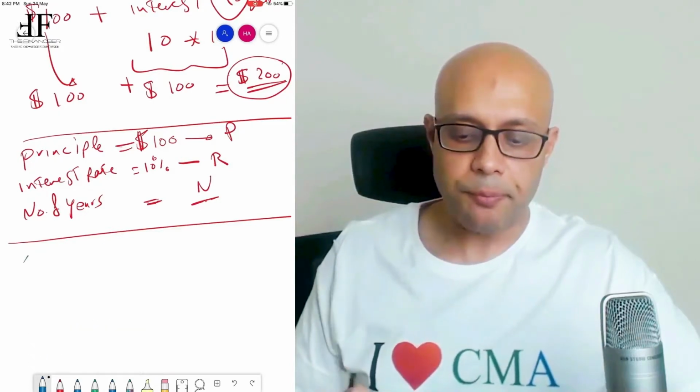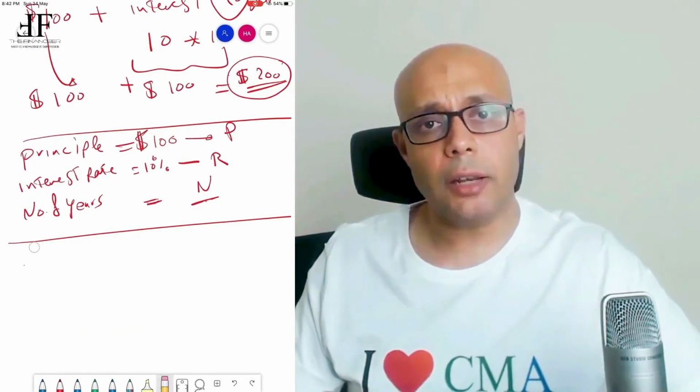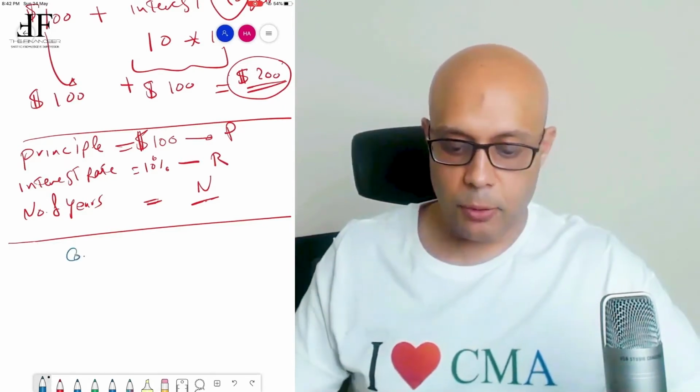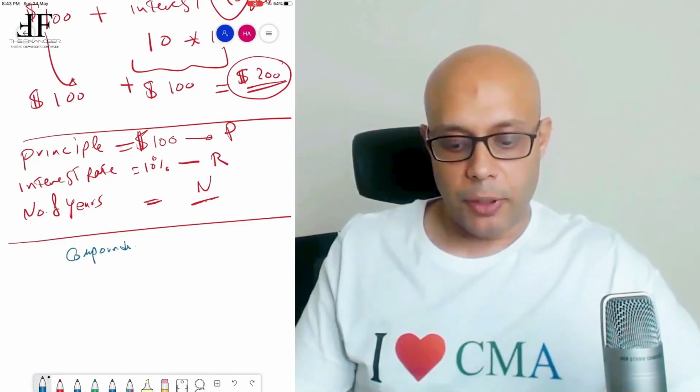Now let's shift to the compounding interest calculations. Let's shift to the blue color in order to be differentiated. Yeah, now it's clear.